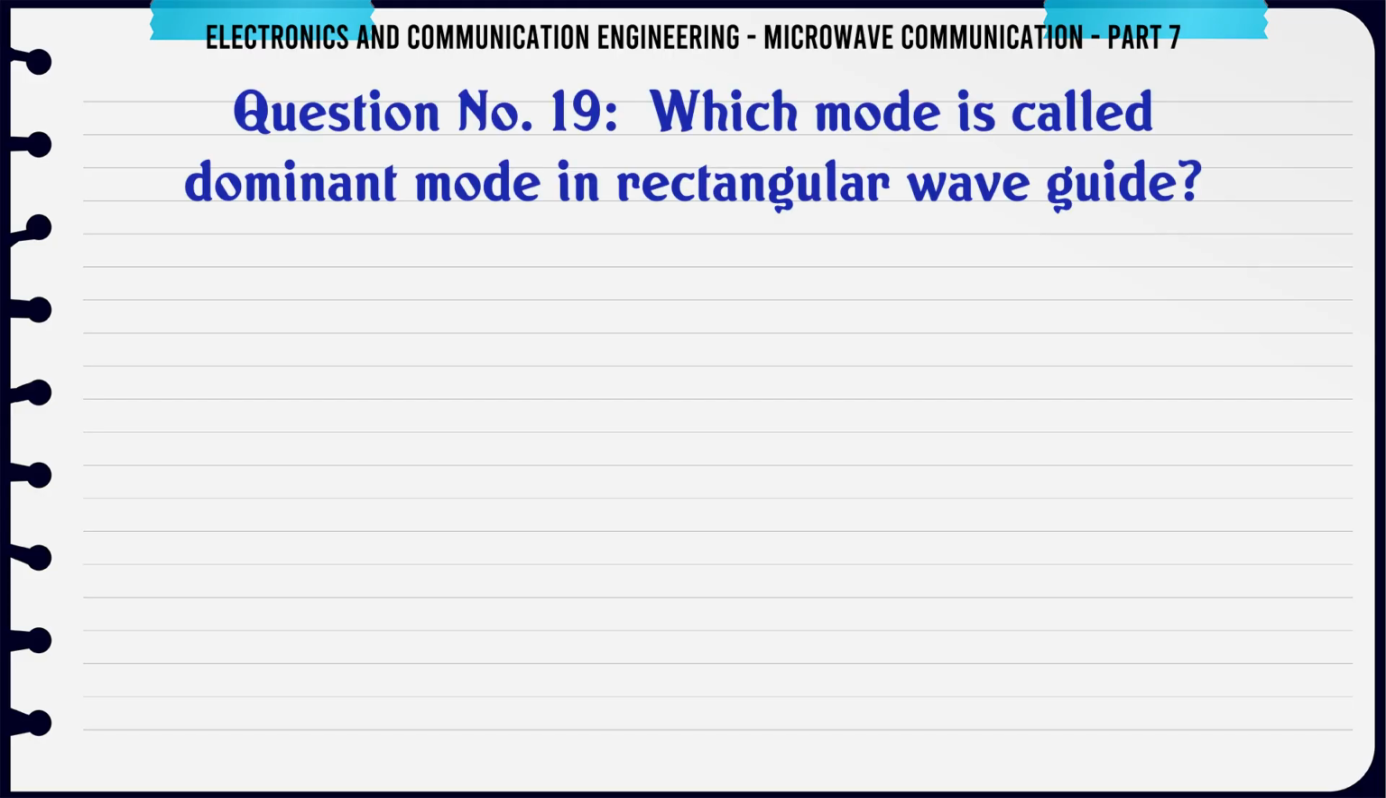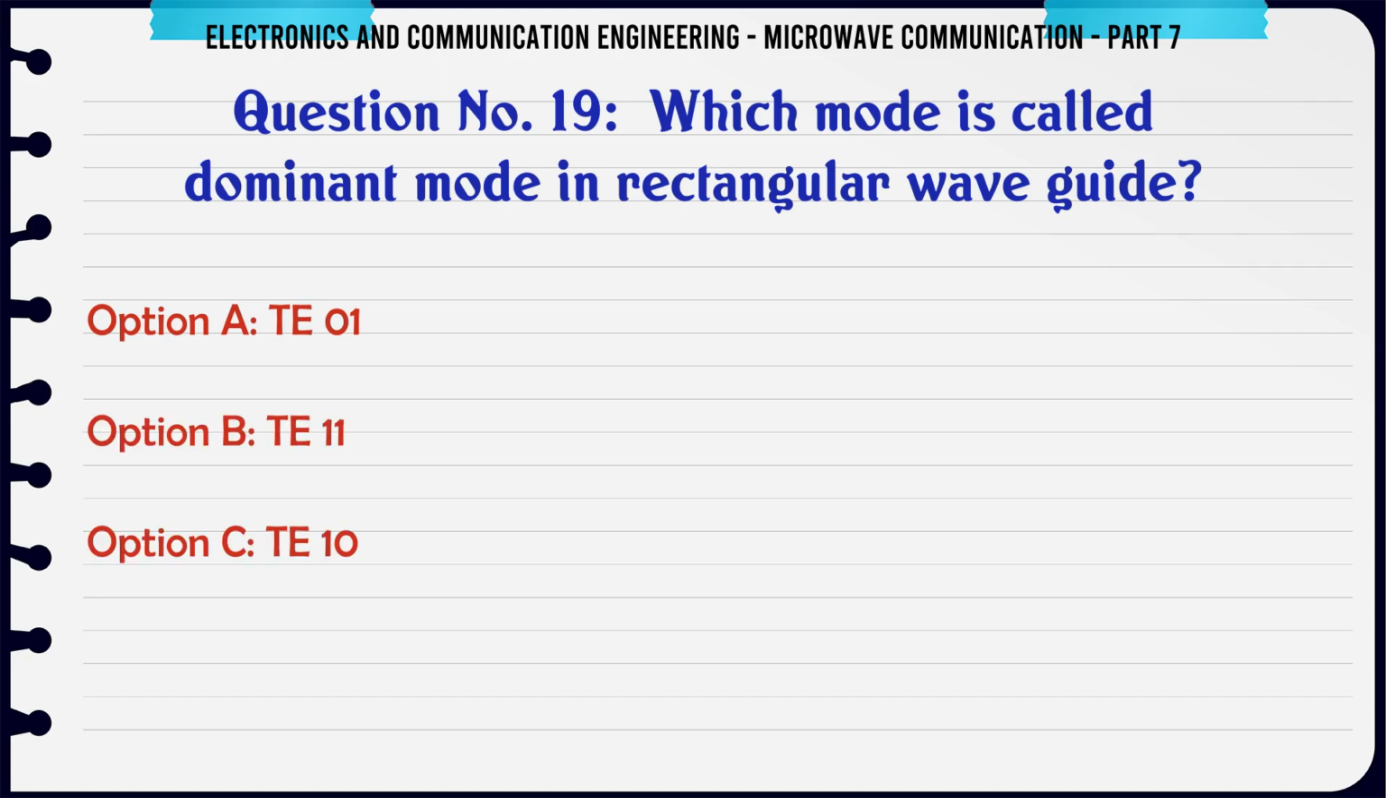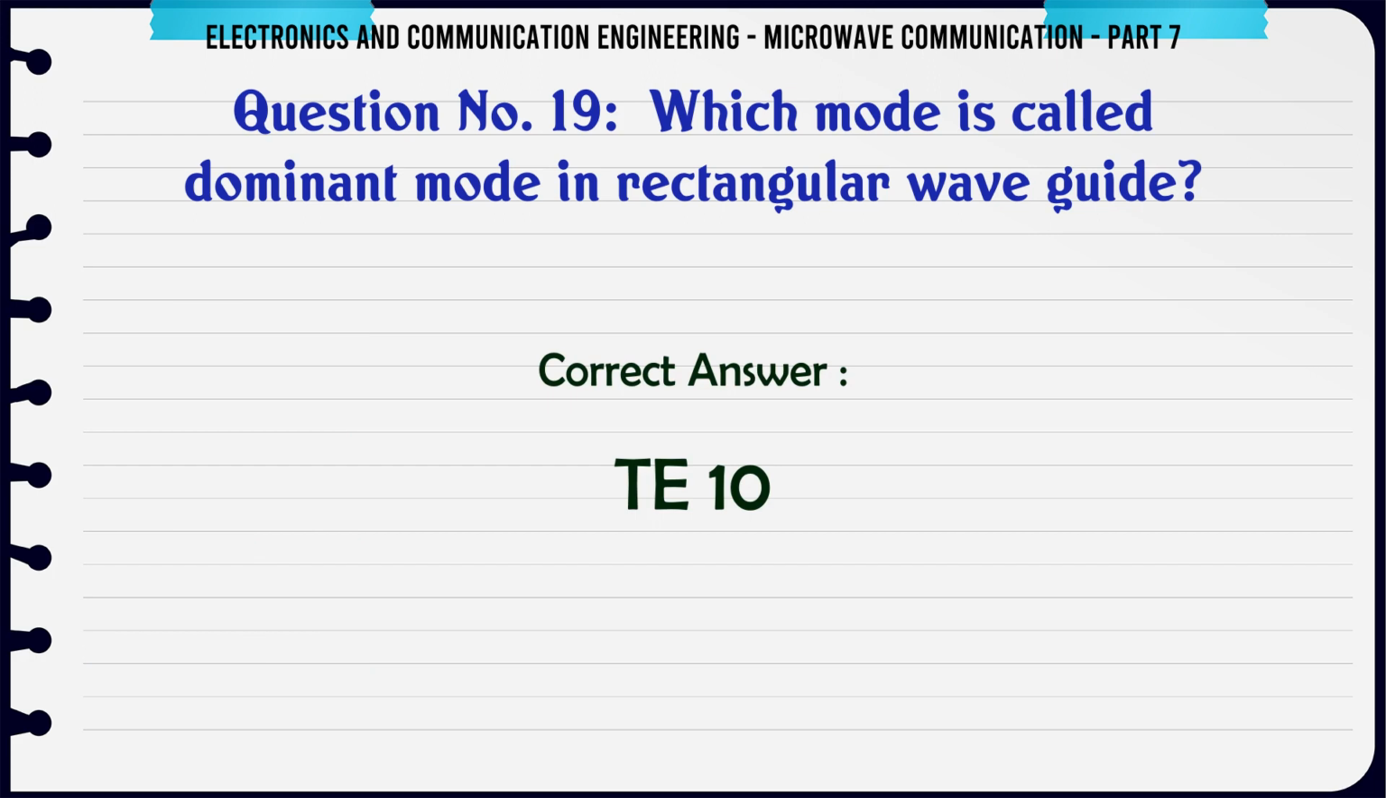Which mode is called dominant mode in rectangular waveguide? A. TE01, B. TE11, C. TE10, D. TE20. The correct answer is TE10.